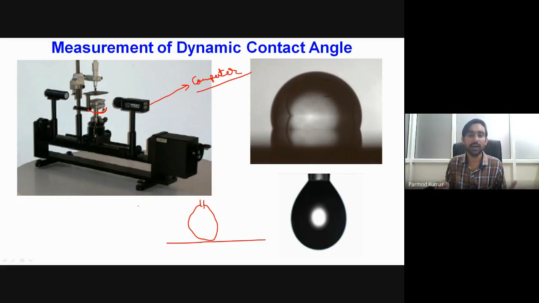Particularly, the device which is shown over here is called a goniometer. Okay, and in this particular goniometer you can see one additional arrangement and one handle. So this is an inclined-base goniometer where the entire axis of the needle, the platform over which the solid surface is placed, the axis of the camera, etc., can be tilted with the help of this additional arrangement. So this entire base can be tilted. Okay, so this type of goniometer is required when you want to do such measurements.